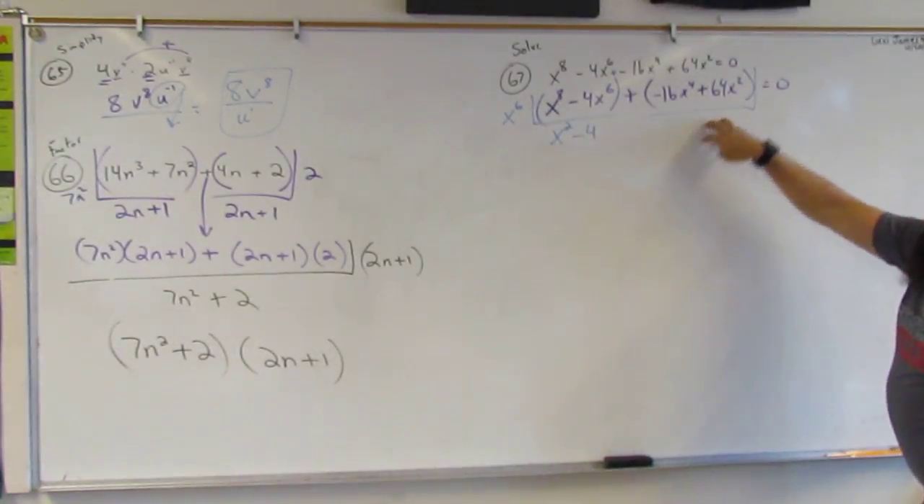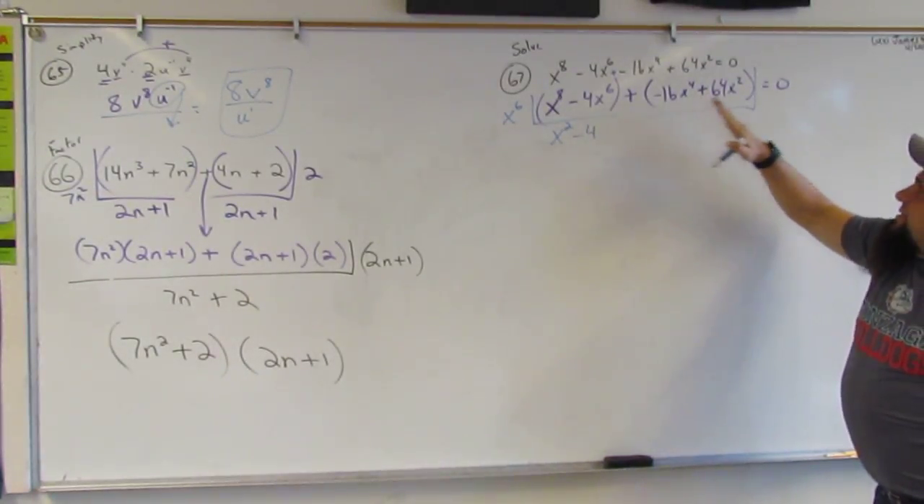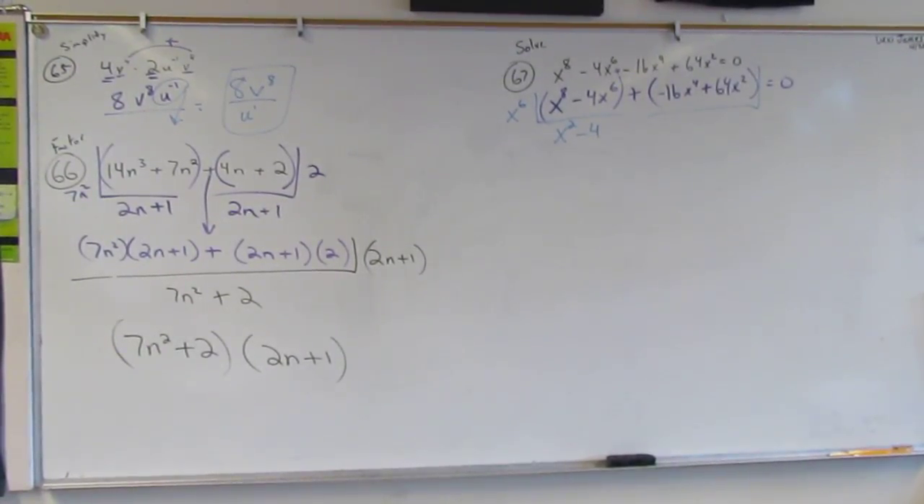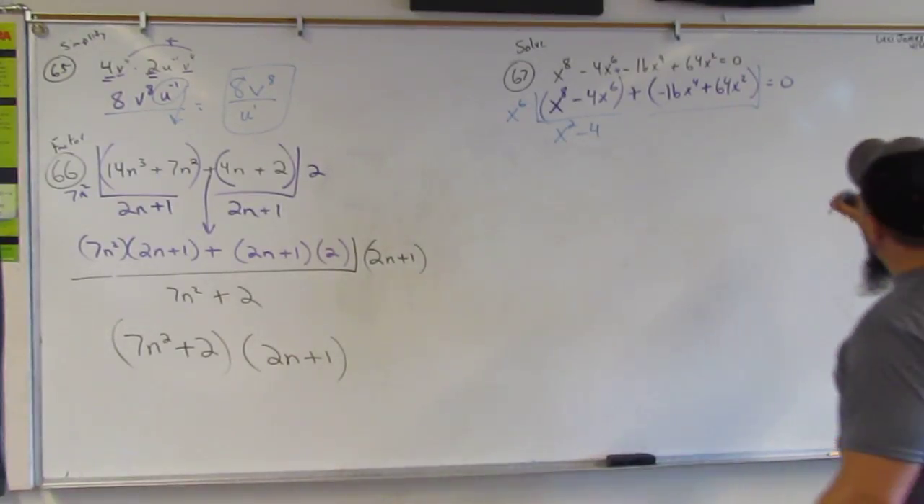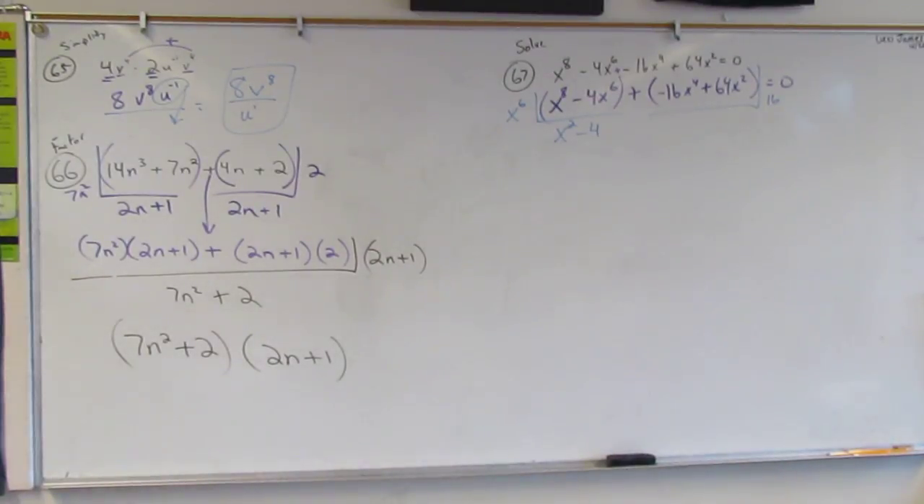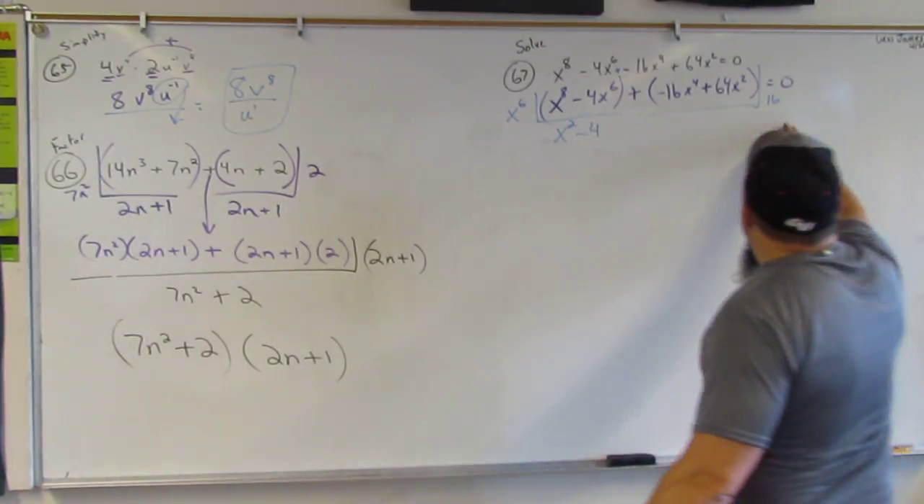Now let's do it over here. What goes into 16 and 64? 4. Yep. Bigger number though. 16. Now we could keep doing it, don't get me wrong. We could do the 2, we could do the 4, and then you would do it again. Let me give you a quick example.